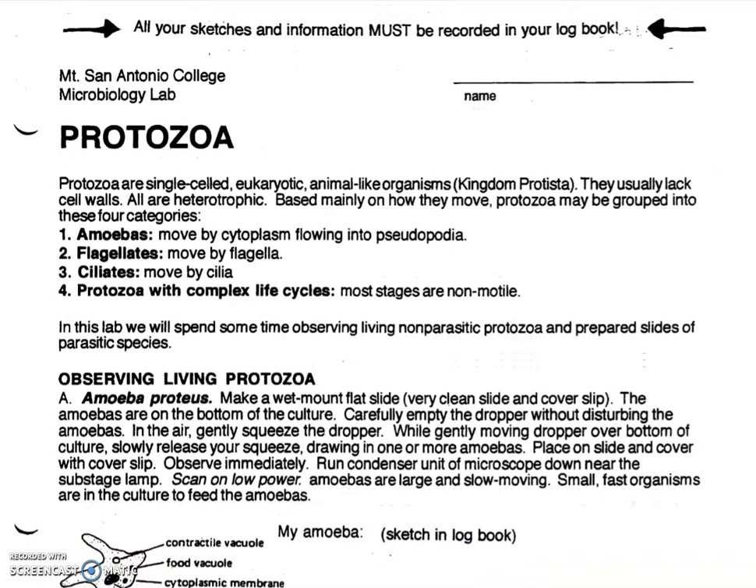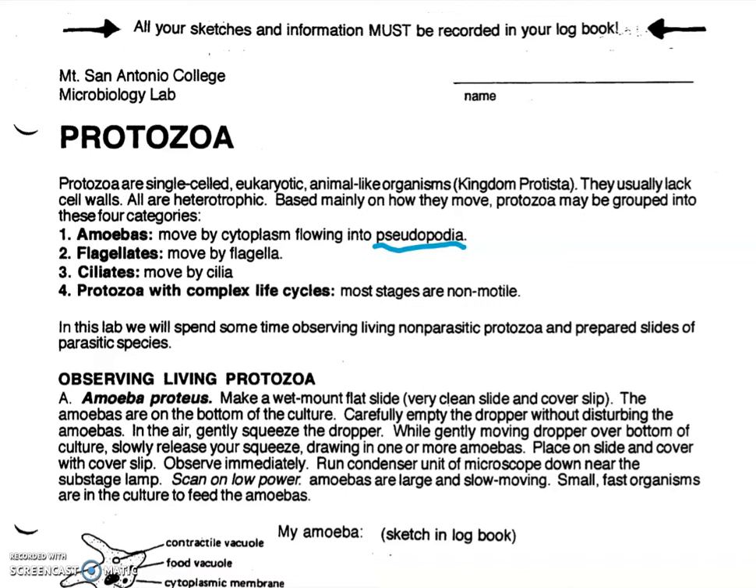Now, they're classified into 4 categories based on how they move. The amoeba, that's the first group. They move by sort of having flowing borders, engulfing stuff. They move by what's called pseudopods. Pseudo means false, and pod is a foot. So false feet, engulfing stuff.